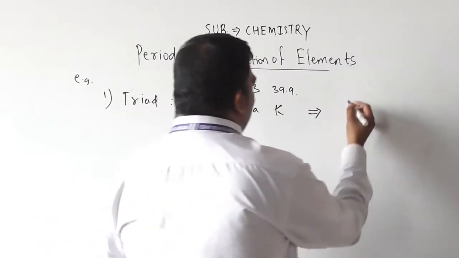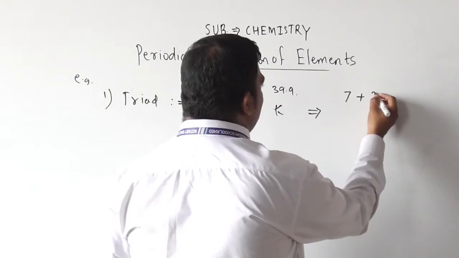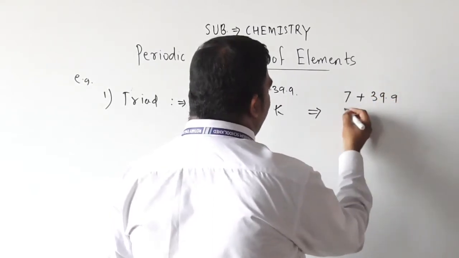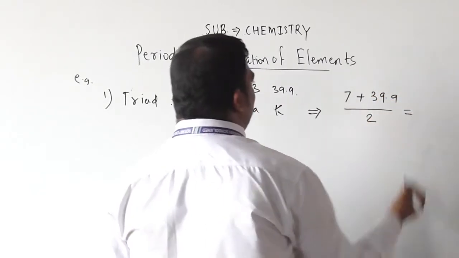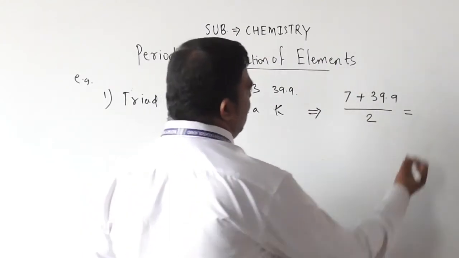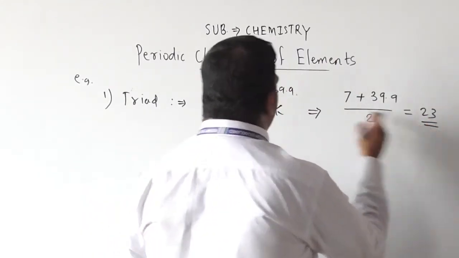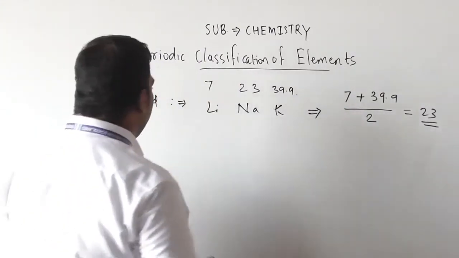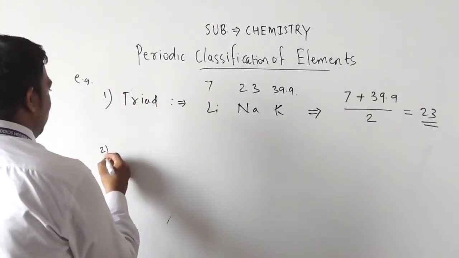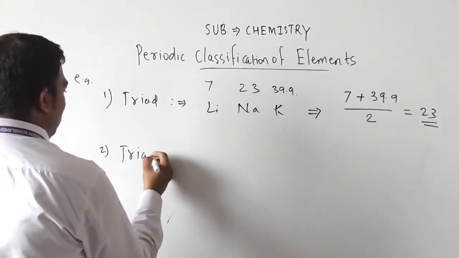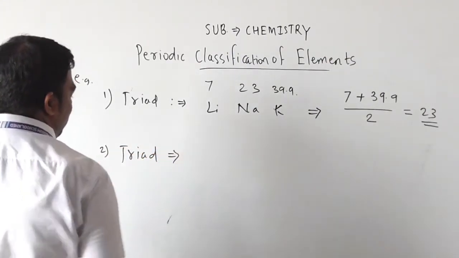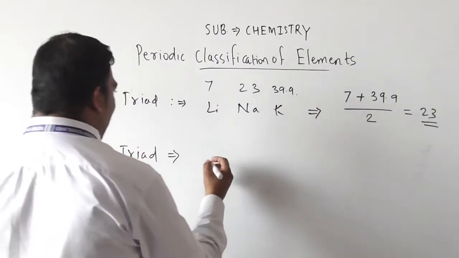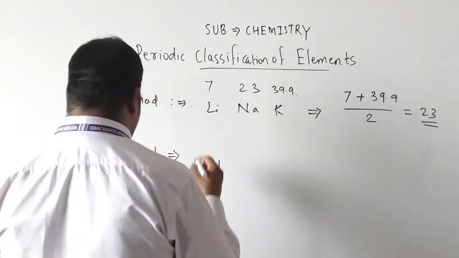See, 7 plus 39.9 divided by 2. So your answer becomes how much? Yes, 23. Understood? So it is nearly equal to the atomic mass of that middle element. Now the second trial, suppose we are discussing the second trial. I hope you are concentrating and writing your notes.